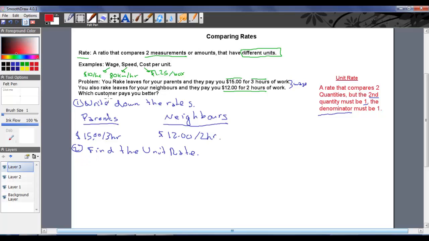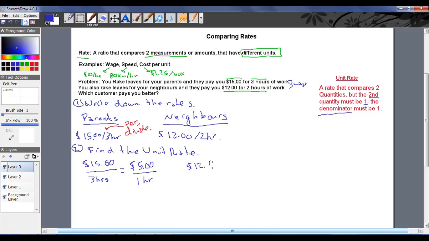So we're going to do that by dividing. This symbol you see here means per, but it also means divide. So that's what we're going to do to solve for step 2. We're going to take $15 and divide that by 3 hours. And that means we're going to be left with $5 per 1 hour.